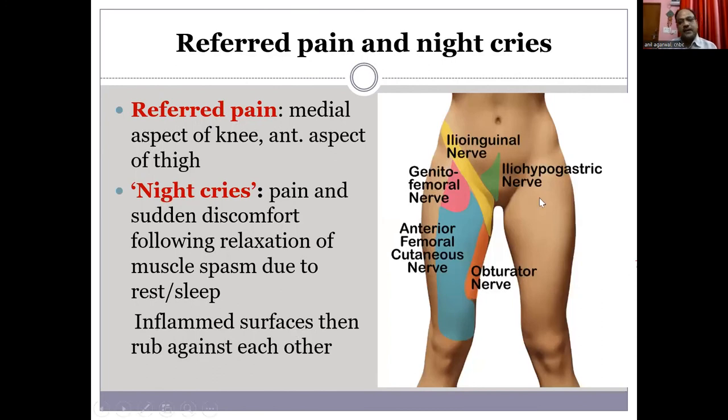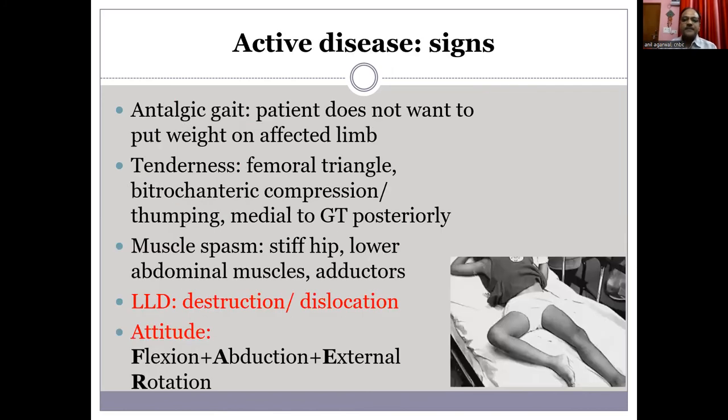Now we go to the clinical features. The hip region is richly supplied by nerves and as you can appreciate, there are many nerves in this region, and the pain from tuberculosis hip can be referred to any one of these nerves. The child can present with night cries as well.